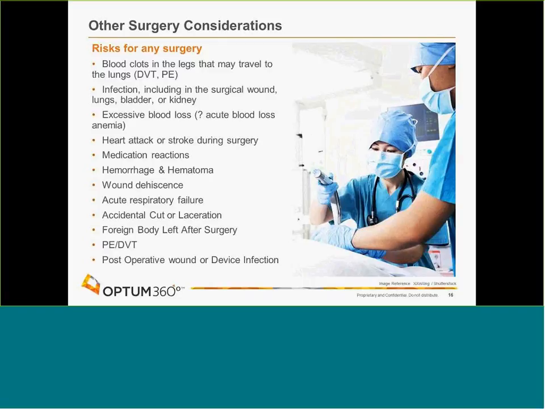Infections of surgical wound, heart attacks, hemorrhage and hematoma, wound dehiscence, acute respiratory failure, which we'll talk about in more detail in a few minutes, accidental cuts and lacerations, foreign bodies. All of these things we would want to report, make sure that we get the POA correct, and we need to watch how we word that cause and effect, whether it was due to something or it was just a standalone thing that happened. Some of these things are unavoidable.